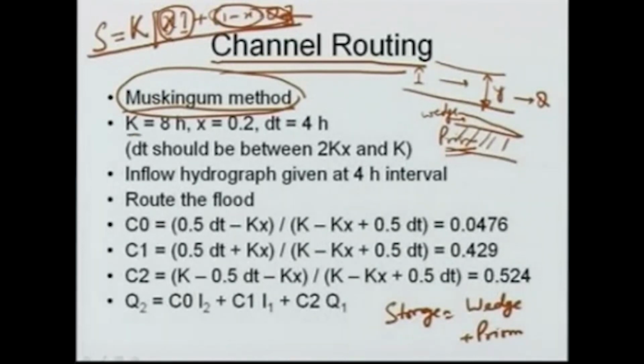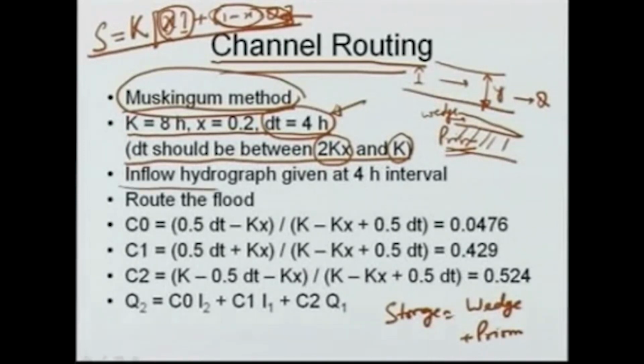In this case, let us assume that the values which are given are 8 hours for k, 0.2 for x, and let us use the same inflow hydrograph with a dt of 4 hours. Computationally there is a requirement that dt should be between 2kx and k. In this case, k is 8 and 2kx is 3.2. So, we use 4 hour, which is good for this case. Inflow hydrograph, as we have seen, is given at 4 hour interval.